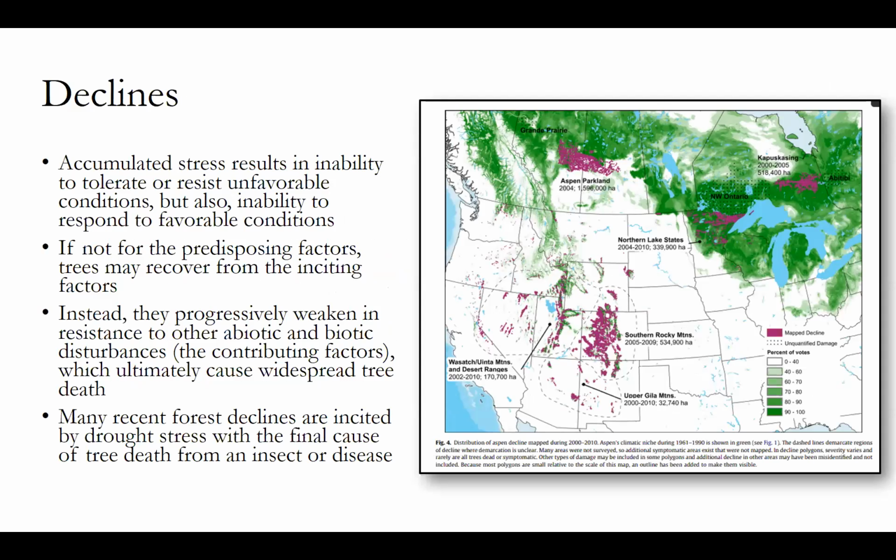So in a decline, accumulated stress results in the inability of a tree to tolerate or resist unfavorable conditions, but also the inability to respond to favorable conditions. If those predisposing conditions were not present, the tree might actually be able to recover from the inciting and contributing factors. Together, the predisposing and inciting factors lead to mortality of the tree. There are many recent forest declines incited by drought stress. A good example is aspen in Western US and Canada. There's also yellow cedar in Alaska, oak in Eastern North America, and pinyon pine in the Southwestern US.